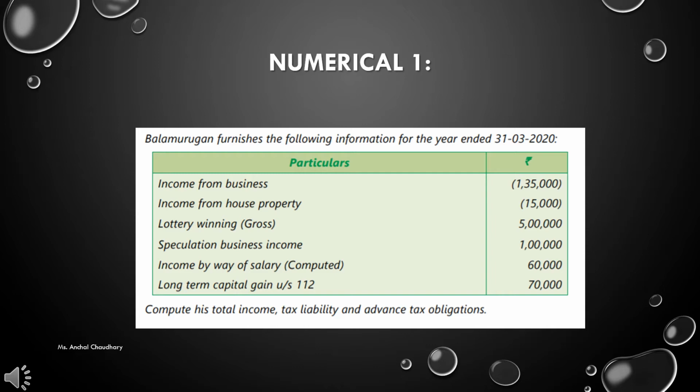Lottery winning: the gross lottery winning is rupees 5 lakh. Speculation business income is 1 lakh. Income by way of salary is 60,000, and long term capital gain under section 112 is 70,000. Students, you have to compute his total income, tax liability and advance tax obligation, if there are any. So you have to compute all of these three.